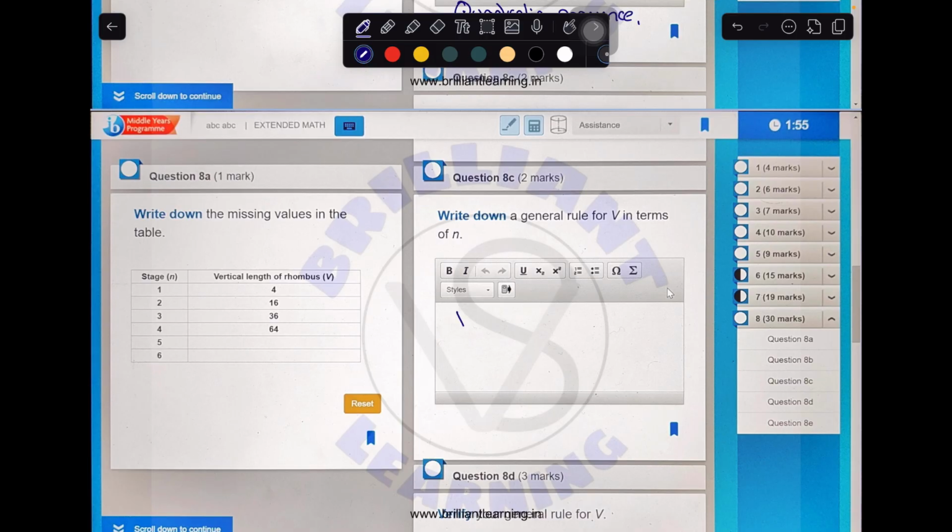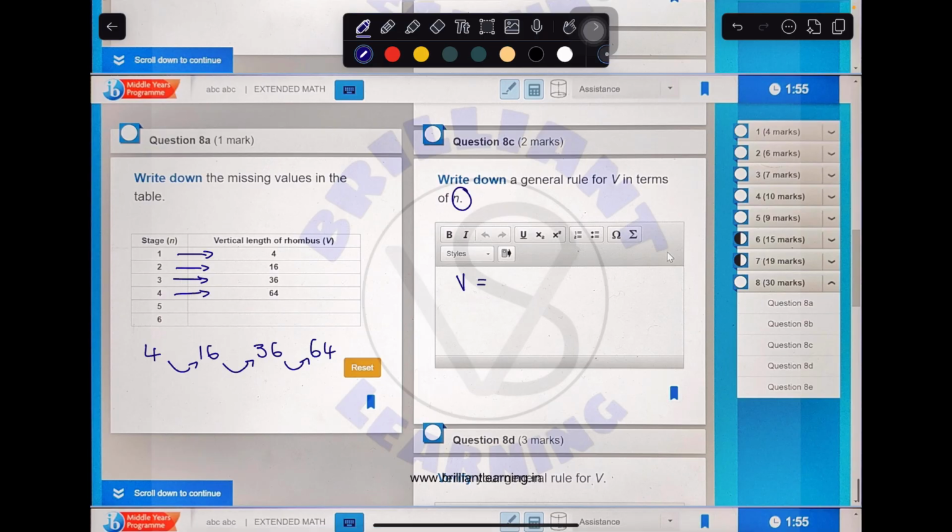Okay, so you need this to be V equals something to do with N. So let's look at our N values and how we get across here. Now, I just said that this is a quadratic sequence, so I am going to write this out slightly different. So 4, 16, 36, 64. Okay, so as we said before, this is going up, what did I put? So 12, 20, so plus 12, plus 20, plus 28.